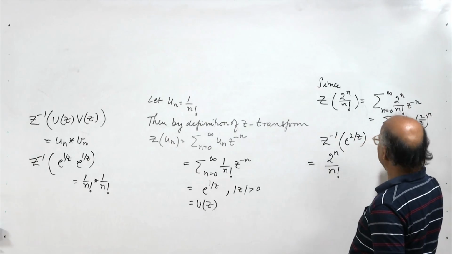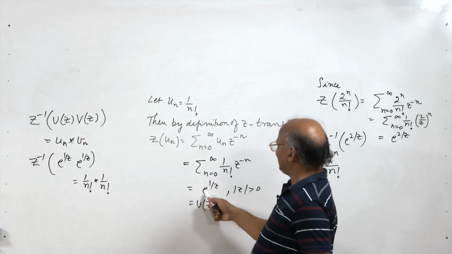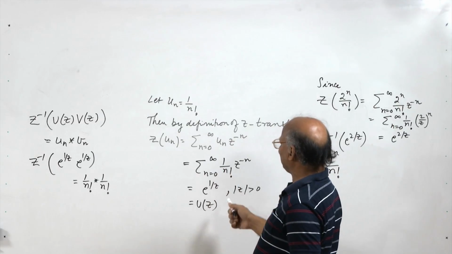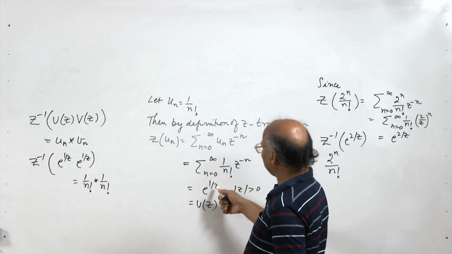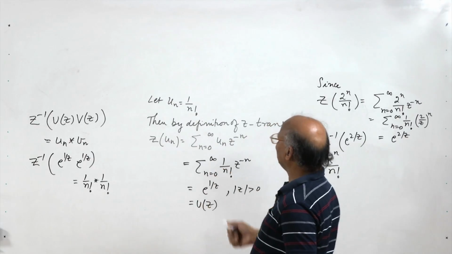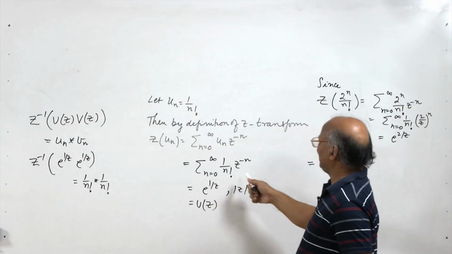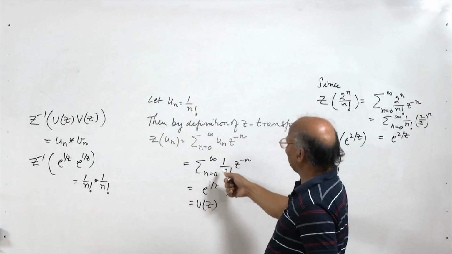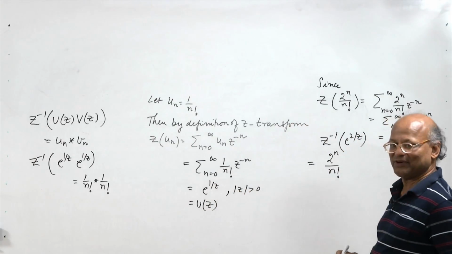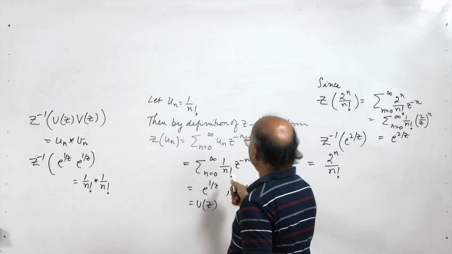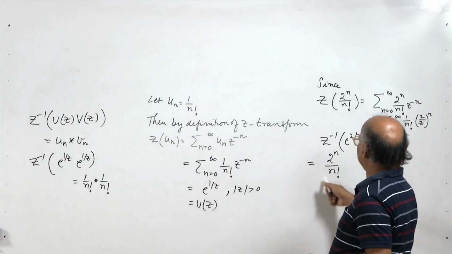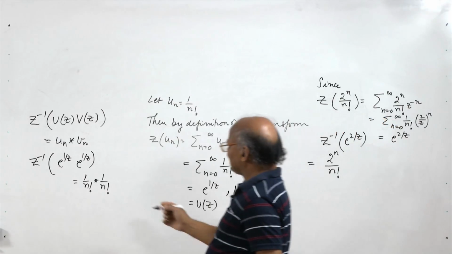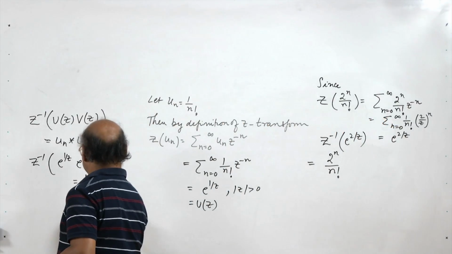We have seen here that since e to the power 1 by Z was equal to sigma n equal to 0 to infinity 1 by n factorial Z to the power minus n, from here one can guess that e to the power 2 by Z will be sigma n equal to 0 to infinity 1 by n factorial (2 by Z) to the power n, and therefore, the sequence that we will get on taking the inverse Z transform of e to the power 2 by Z will be 2 to the power n by n factorial. So, that gives us an idea about the inverse Z transform of e to the power 2 by Z, that we can see from here also by the definition of convolution.